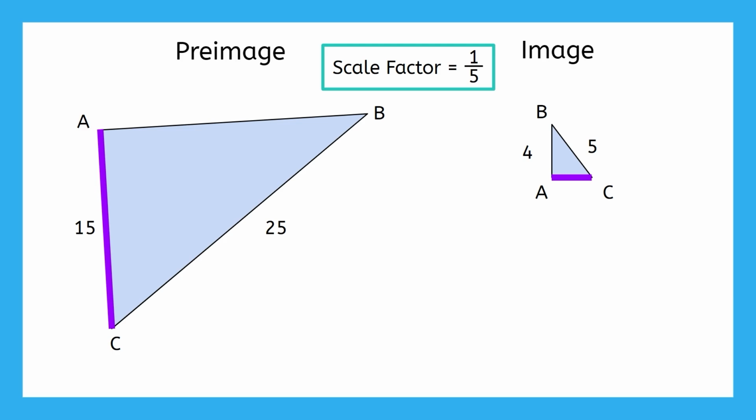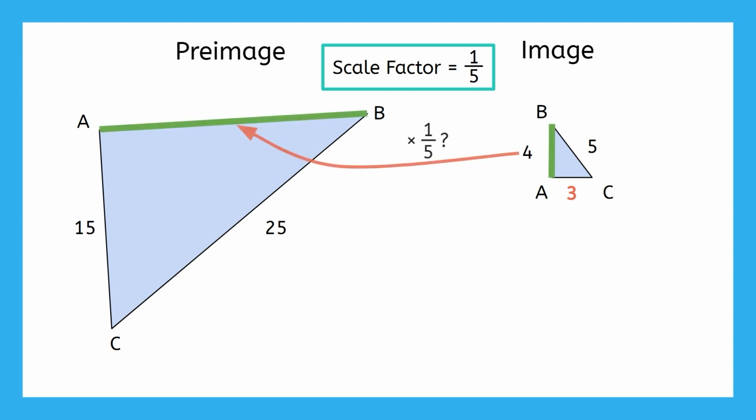We can use the scale factor and multiply it by the known length on the pre-image. 15 times 1/5 gives us 3 as the length of AC on the image. And what about the length of side AB on the pre-image? Can we multiply by 1/5 to get that length too?